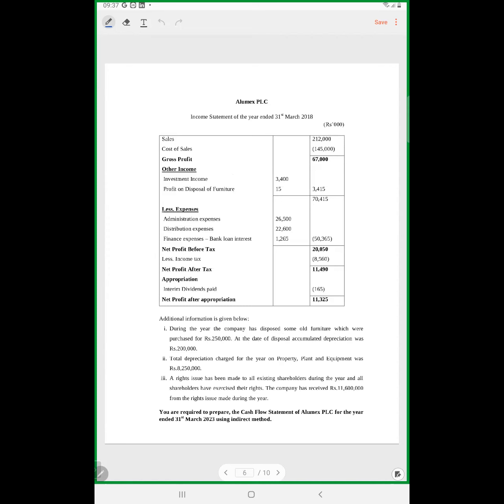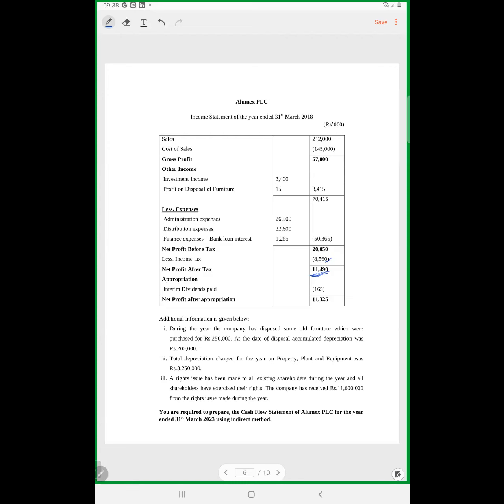And when it comes to the income statement, sales, cost of sales and gross profit, other income, investment income and profit on disposal of furniture, administrative expenses, distribution expenses and finance cost on the bank loan. Then after income tax, everything is given. So net profit after tax, you can find the value here. So additional information is given below.